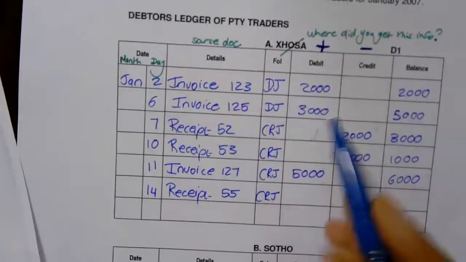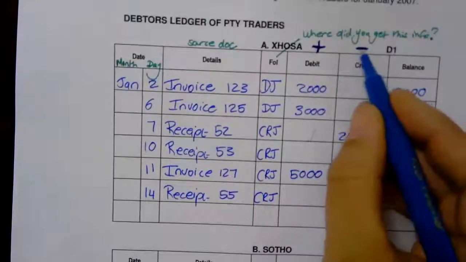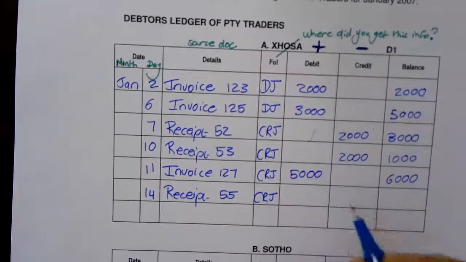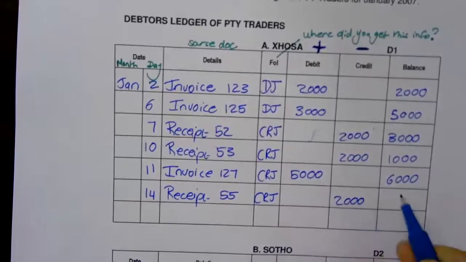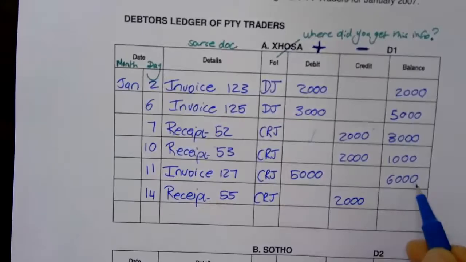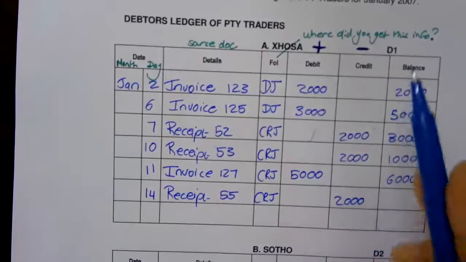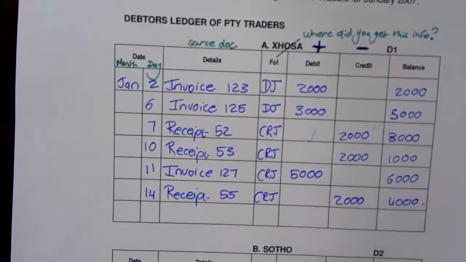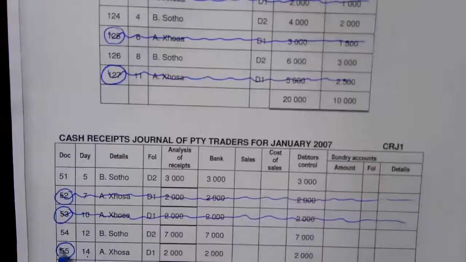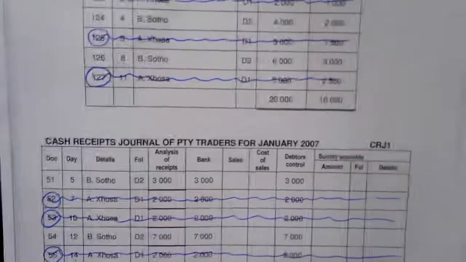Now, he's paying us. So the money he owes us decreases. That is why we write it in the credit column. How much did he give us? He gave us 2,000 Rand. So now he owed us 6,000 Rand on the 11th. And he paid 2,000 Rand on the 14th. So how much does he owe us now? 6,000 Rand minus 2,000 Rand, which is 4,000 Rand. So he owes us 4,000 Rand. And that was the last transaction for Mr. Xhosa. So you are done with him.